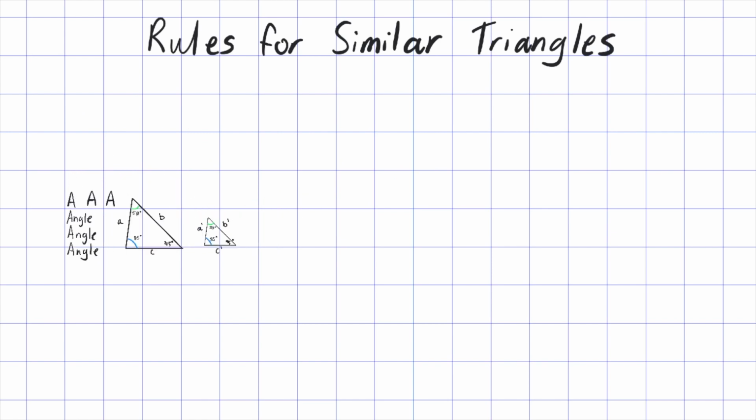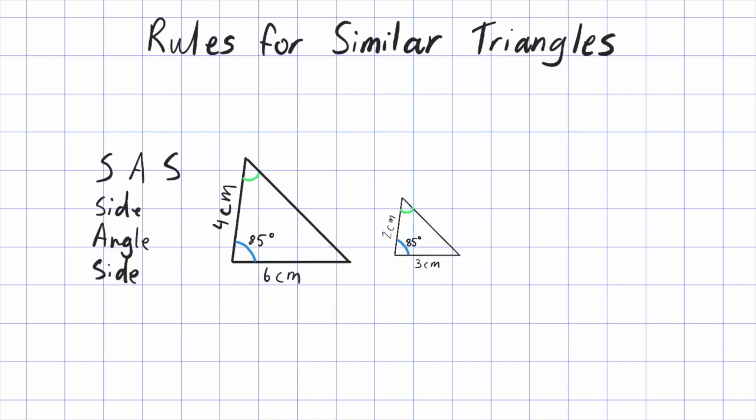Okay, so our next similarity statement is side, angle, side. And what this is telling us is that if we have a triangle that has a side joined by an angle with another side, and in our second triangle, the angles are equal, and both of these corresponding sides here have the same scale factor, then these two triangles are going to be similar.